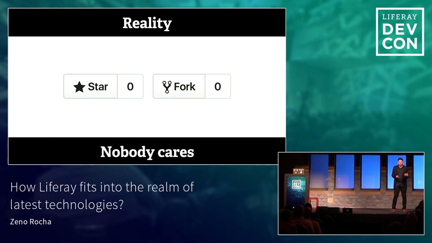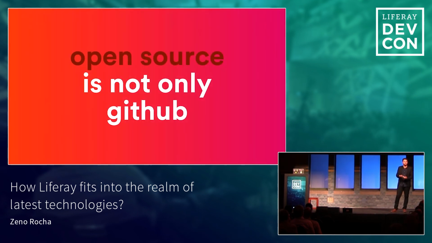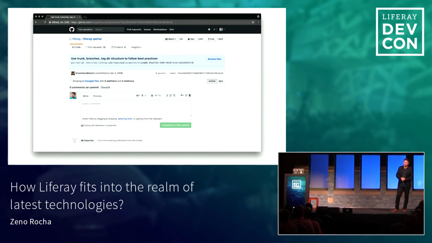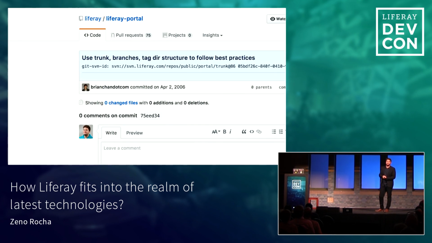So we need to know that open source is not only about GitHub. Open source is a lifestyle. Open source is a different way of thinking. I was going through Liferay Portal and I was wondering, when was the first commit? And then I found this commit in 2006, when Brian moved from SVN to Git. And I was like, oh, okay. It's been a long time since Liferay has been investing in open source.